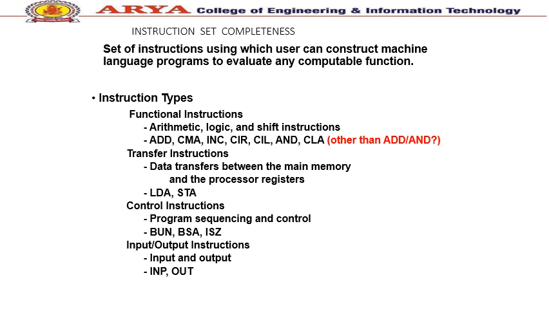Instruction set. Completeness: a set of instructions using which the user can construct a machine language program to evaluate any computable function.